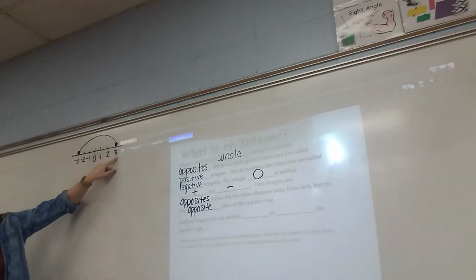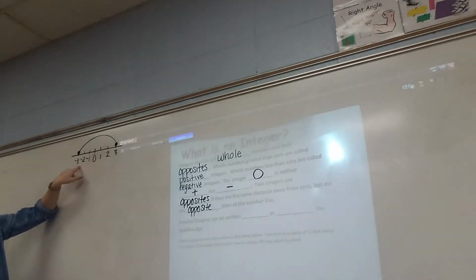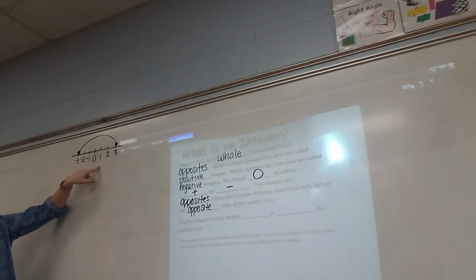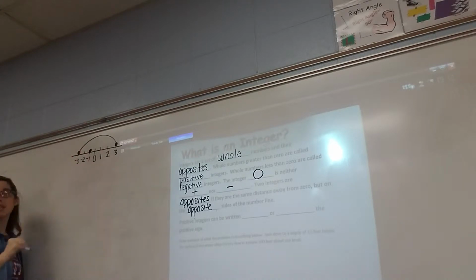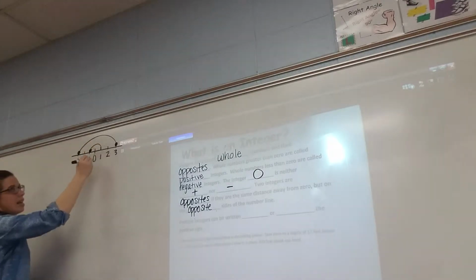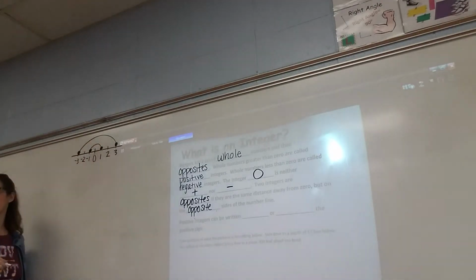Okay? These are opposites because they're the same distance from 0, right? 3 is 3 away from 0. Negative 3 is 3 away from 0. And they're on opposite sides of 0. Okay? So, if I say negative 1, what is its opposite? 1. Positive 1. Right? Does that make sense? Pretty easy, right? Okay? Good.